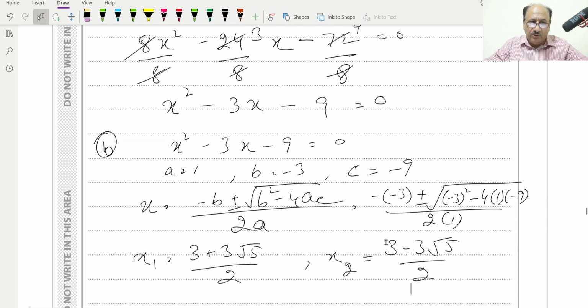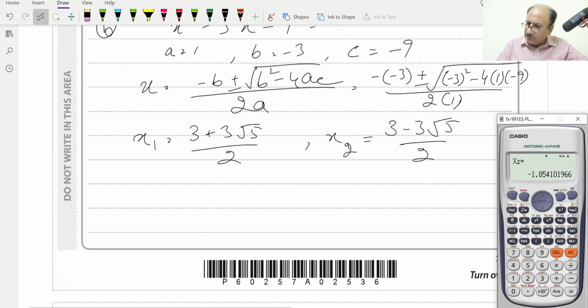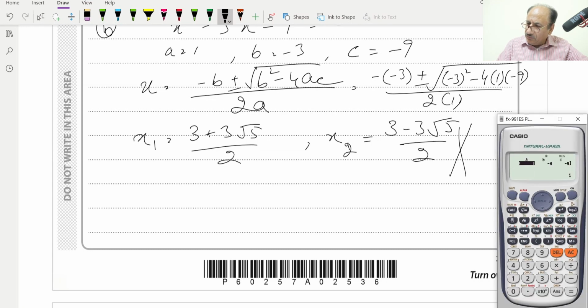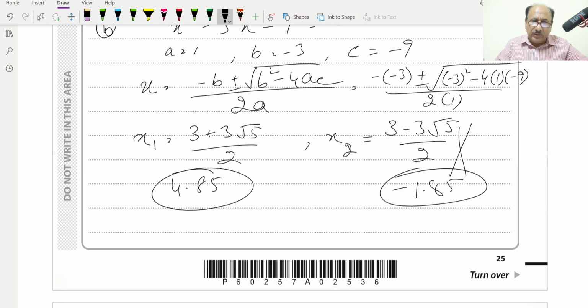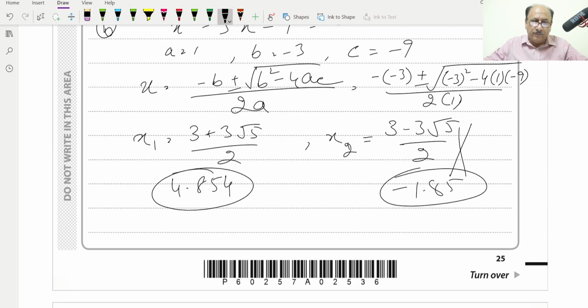These will be the two values which we can find in decimal format. The second decimal will be minus 1.85, so we will reject this value, and the other value which we can take in decimal is 4.85. So we can write 4.854. This will be the exact value which is required. So we are done with the b part as well.